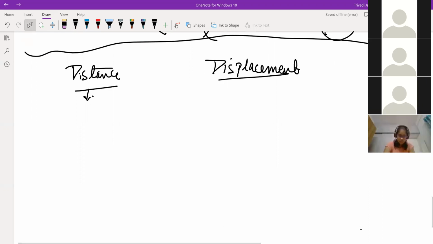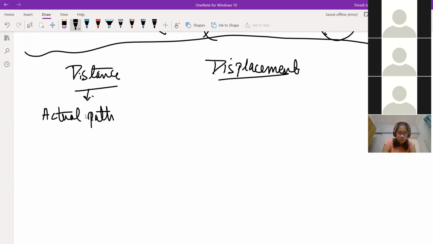Can you all hear me? So the length between the two ends is called... Distance is actually the actual path covered by an object. And then displacement is the shortest path from the initial position till the final position covered by the object.